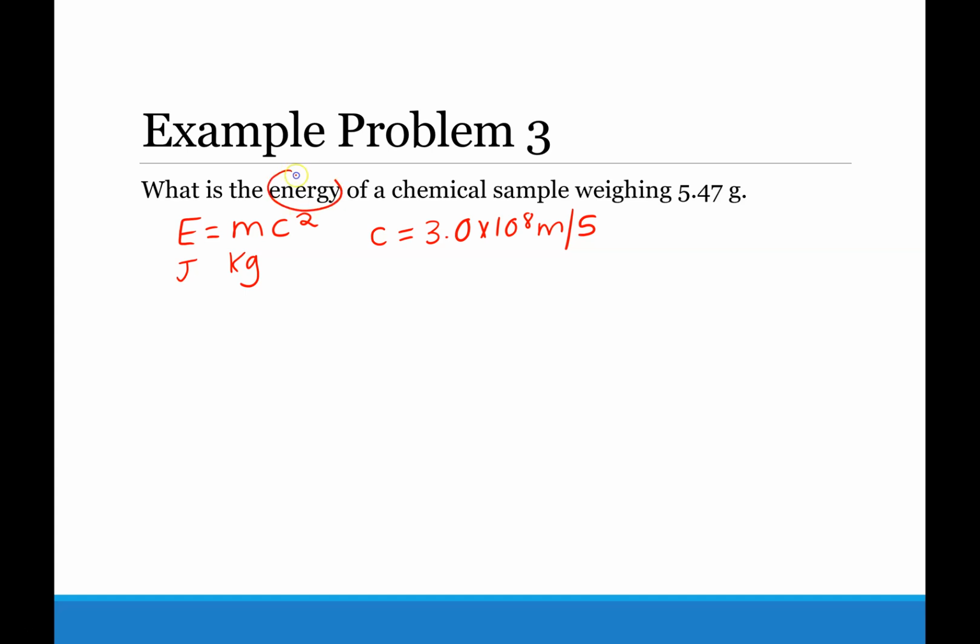So we're being asked to calculate energy. And so it's going to be a straight line equation. E equals the mass, which is 5.47 grams. However, we need it in units of kilograms. So we do have to do a quick conversion. It's going to be a one-step conversion.